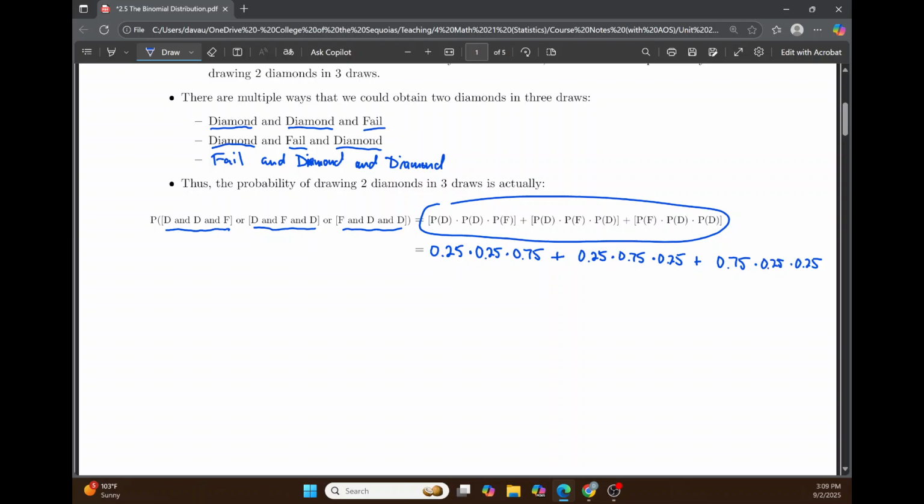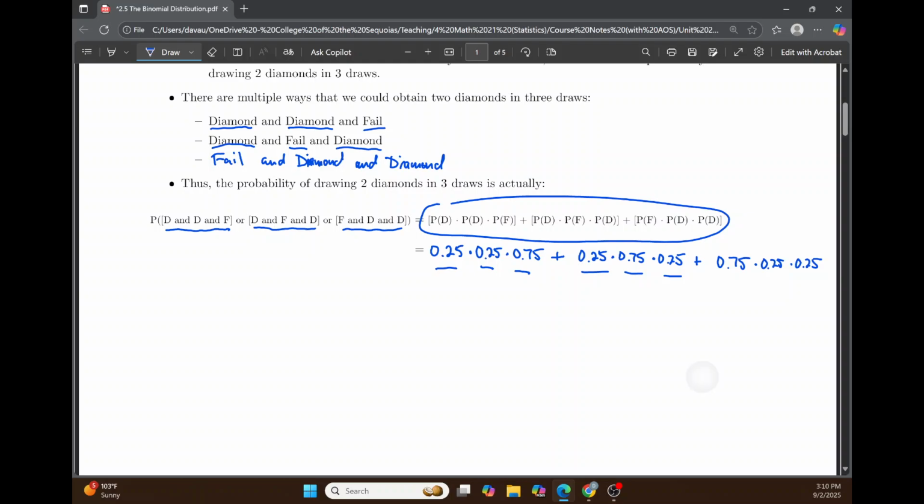Now, one thing that you'll notice if you're looking at these numbers is that actually this is just 3 copies of the same thing, because multiplication is commutative. In other words, we can do multiplication in any order we like. So 0.25 times 0.25 times 0.75 is actually exactly the same thing as 0.25 times 0.75 times 0.25. You'll get the same answer no matter what order you do those multiplications in. So these are just 3 copies of the same thing.